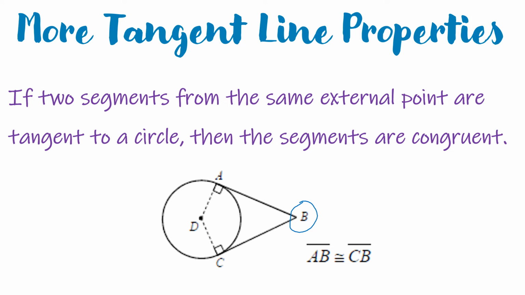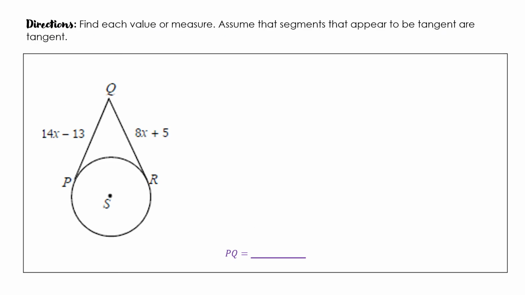That external point, external means outside, is point B. If they're tangent, we know that they're going to be both perpendicular to the radii, but that also means those segments are going to be congruent. So AB will have the same length as BC. So we'll try a couple examples using this property.